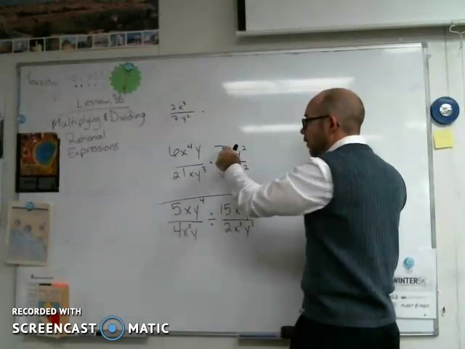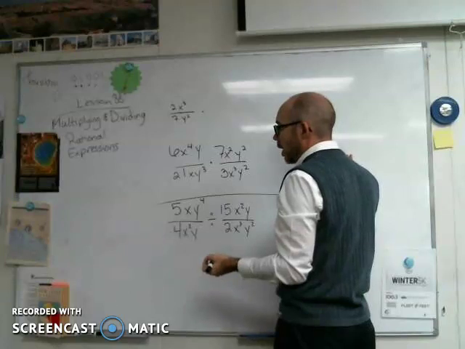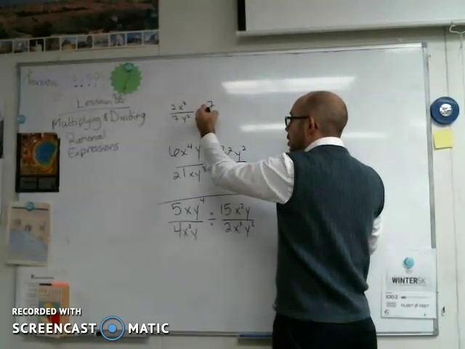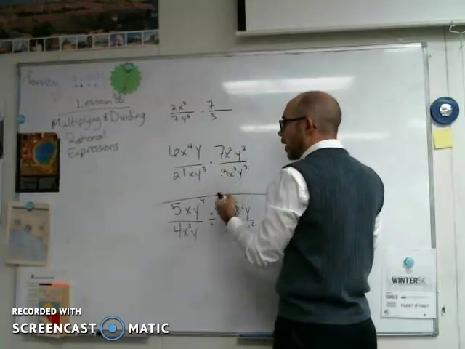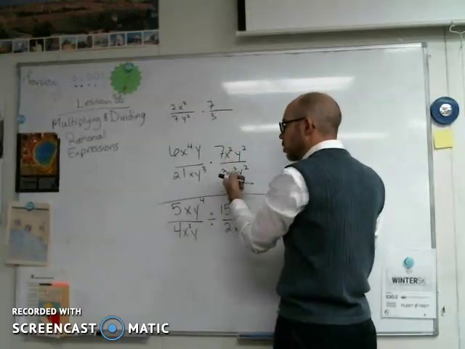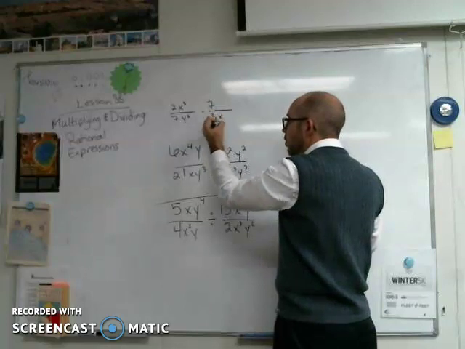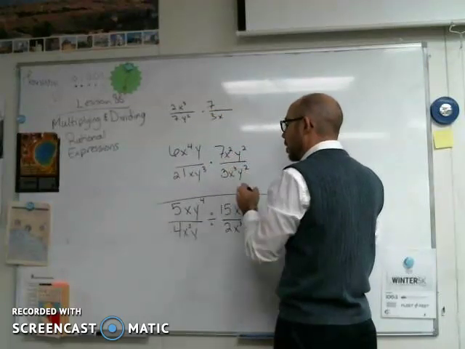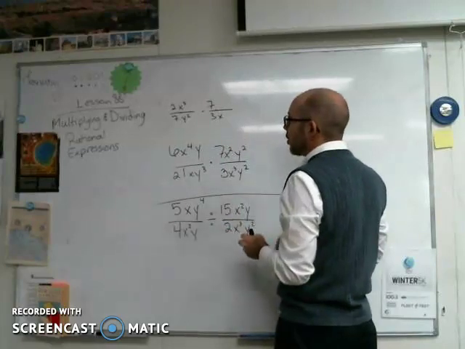And I've got 7s and 3s. Look at that. 7s and 3s, there's nothing to do there. But the x's, well, that can get simpler too. I got 2 in the top, 3 in the bottom. That leaves me with 1 in the bottom if I simplify, if I cancel out 2 out of the top and 2 out of the bottom. And the y's cancel each other out.